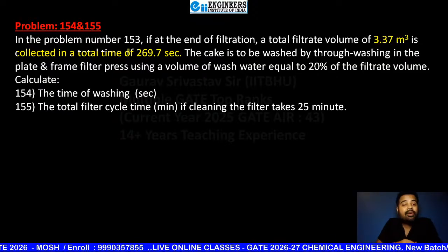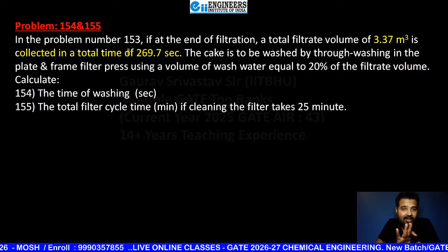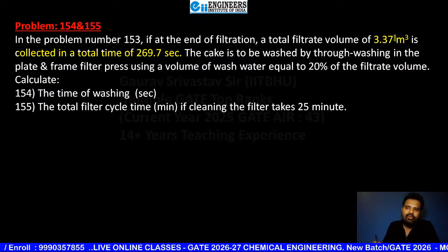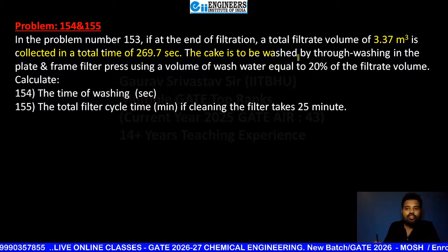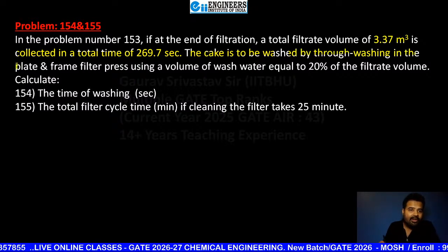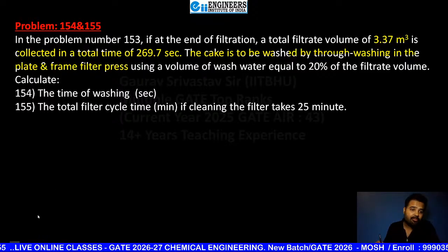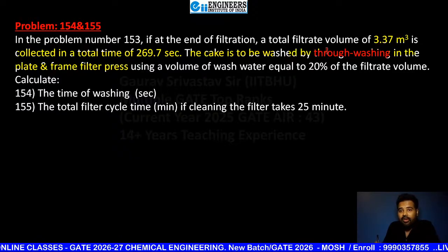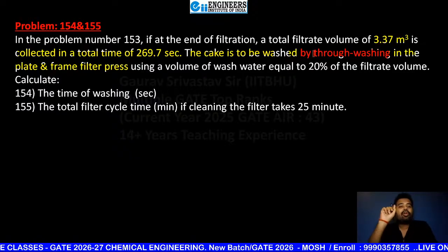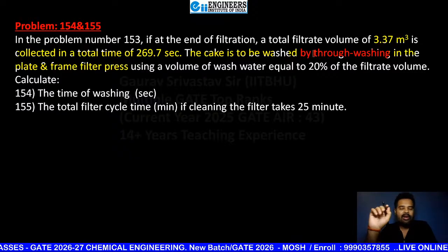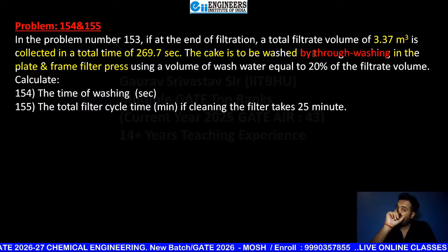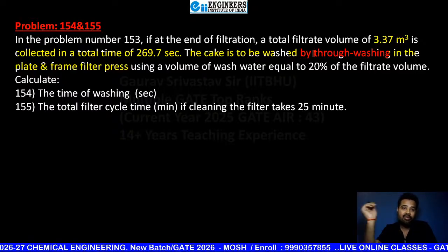So now suppose in your examination this data is given and they are not telling you to calculate this time. Now they are giving that total filtrate volume collected is 3.37 meter cube in this time, and they are writing the cake is to be washed through washing in the plate and frame filter press. Maybe in your examination they will not write this line, they will just write the cake is to be washed in the plate and frame filter press. By default you have to use the 1/4 term there, because this is a plate and frame filter press, and here through washing is done from a different channel.